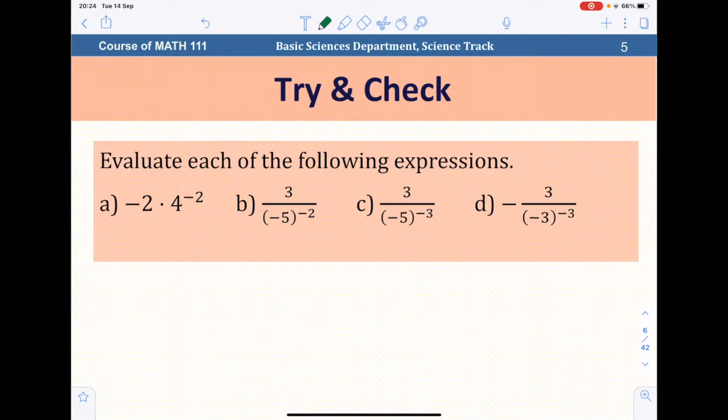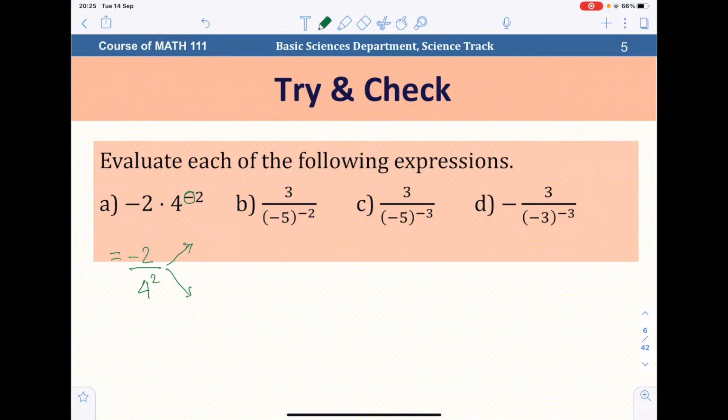Okay, we have here try and check. Negative 2 times 4 to the power negative 2. So I can write this as negative 2. I'll put negative 2 as it is. Then 4, since it has negative in the power, so I'll put it in the denominator, 4 to the power 2. Okay, you have two ways here to simplify this fraction.